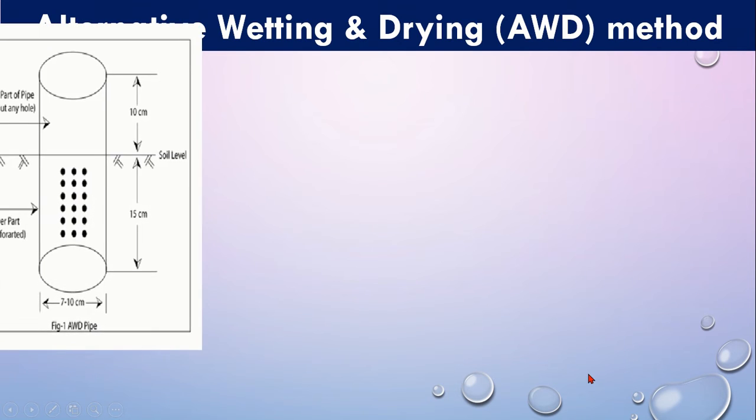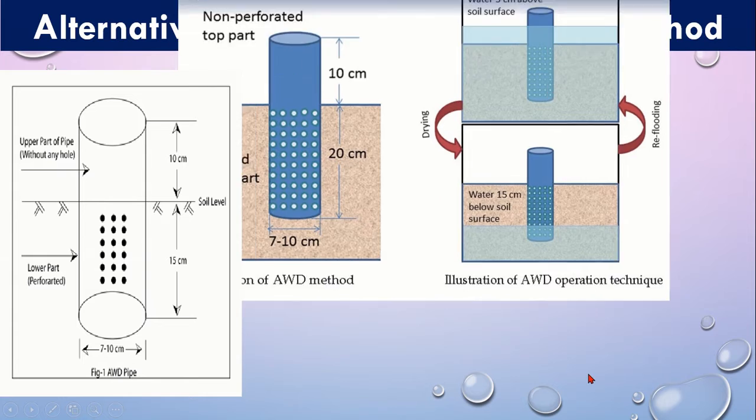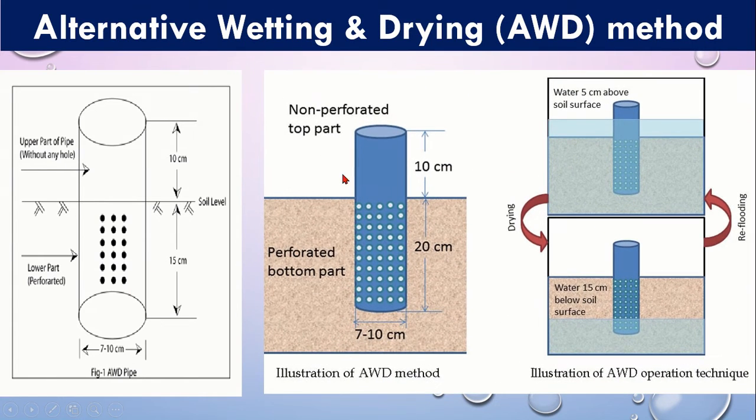If you have a look here, I'll show you the pipe. If you see here, this is the 30 centimeter pipe, this is the soil surface, and 10 centimeter will be above the soil, and the bottom lower part, 20 centimeter, will be underneath the soil. You can see here, the top 10 centimeter will have no hole, but the bottom part will have the holes, which are 0.5 centimeter, and after 2 centimeter.